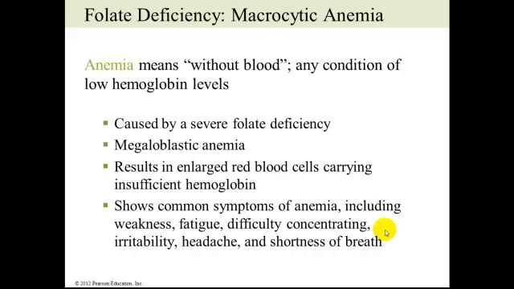Now, the last big problem with folate deficiency is what's called macrocytic or megaloblastic anemia. This is a type of anemia, and we'll talk about a few different kinds of anemia throughout the lecture today. But this type of anemia is caused by a severe folate deficiency, and what we see here is that the red blood cells appear enlarged, and it has to do with the way red blood cells are formed. They start off as a precursor, a very large cell called a megaloblast.